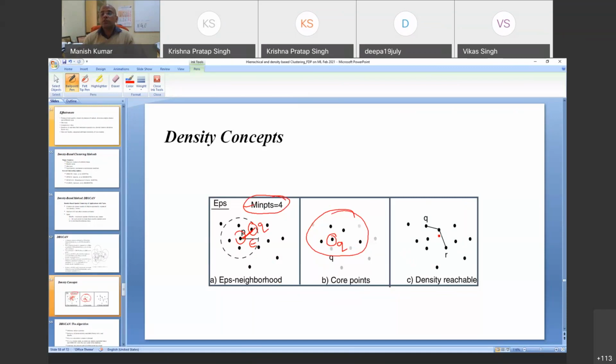Density reachable is something like this: with epsilon neighborhood this point is reachable to this, with epsilon neighborhood this point is reachable to this, then by virtue of this you can make use of transitivity. Q is reachable to R, so this is known as density reachable.